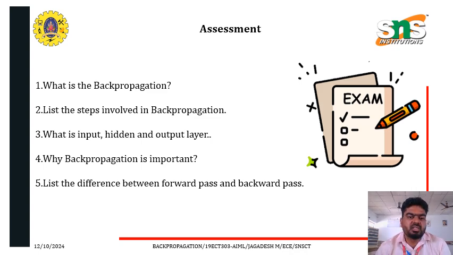The first question is, what is backpropagation? The second question is, list the steps involved in backpropagation. The third one, what are the input, hidden, and output layers in neural networks? And why is backpropagation important? And list the differences between forward pass and backward pass.